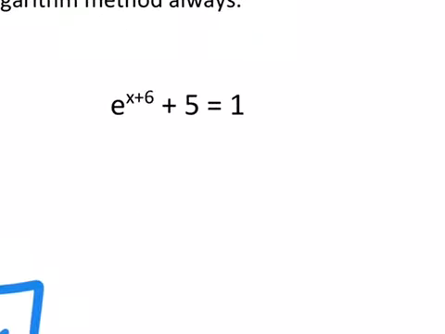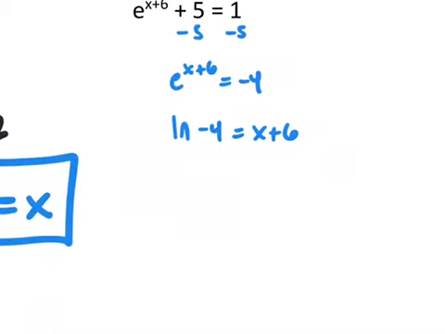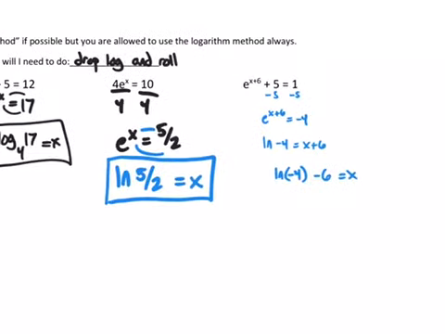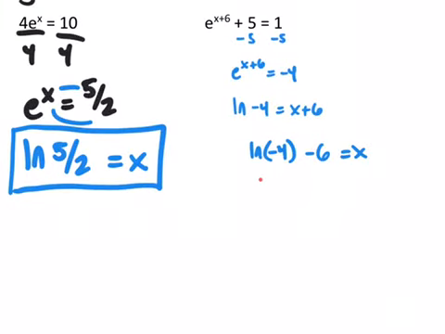For this final one, we'd have to subtract 5 from both sides first to get a -4. Now when I do natural log and roll, we get natural log of -4 is equal to x plus 6. All right, and then I would subtract 6 from both sides. So I have the natural log of -4 subtract 6 is equal to x. However, on this one, when you go back and check your answer, it ends up being extraneous, because you can't take the logarithm or natural log of a negative number. So this one ends up being no solution.